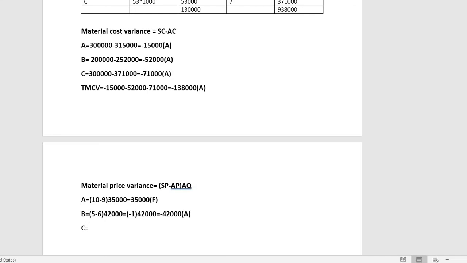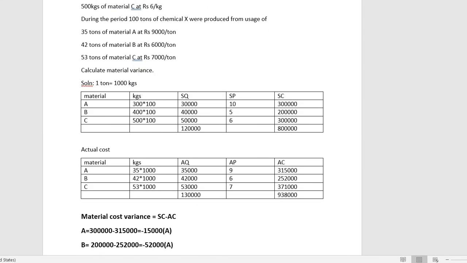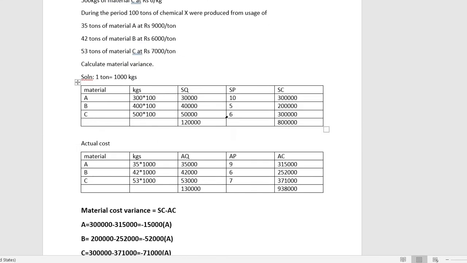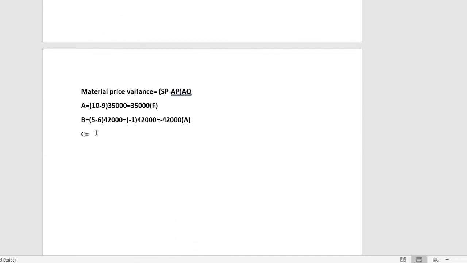Next for material C, standard price of material C is 6 rupees, actual price is 7, actual quantity is 53,000. The difference is minus 1 into 53,000, which is equal to minus 53,000, which is an adverse variance.